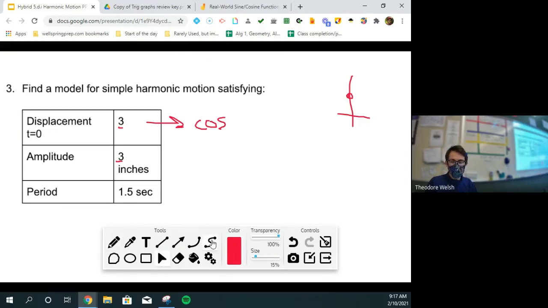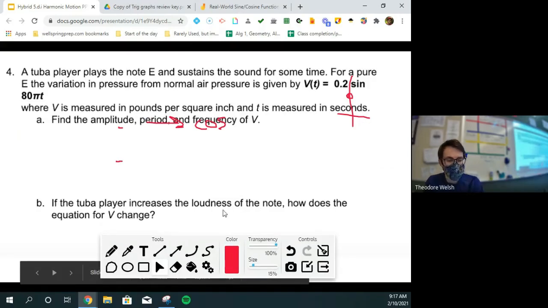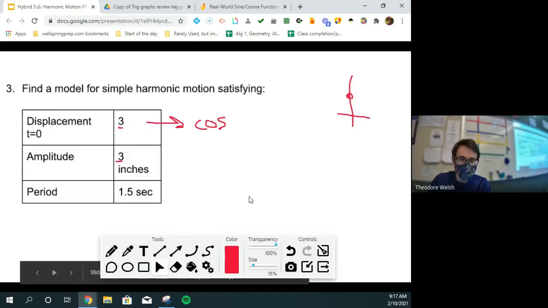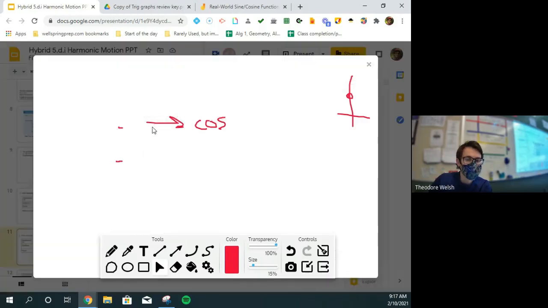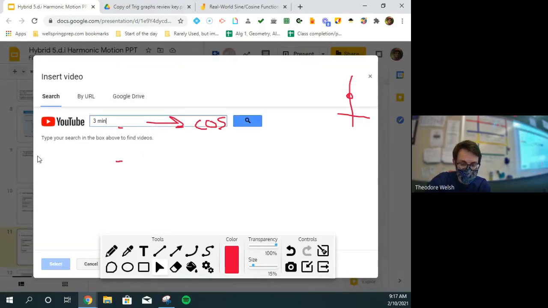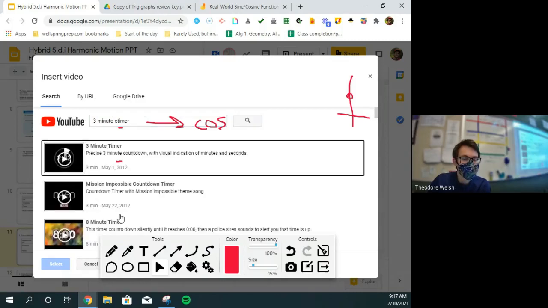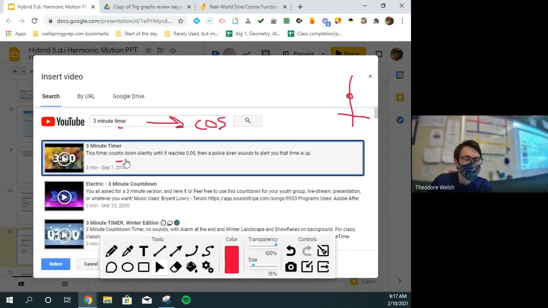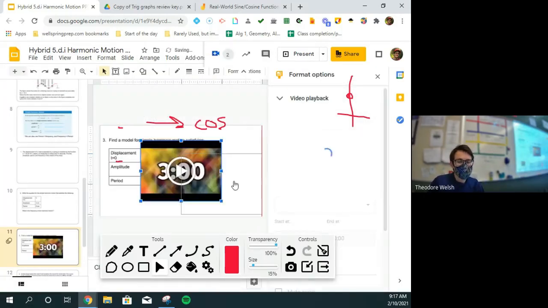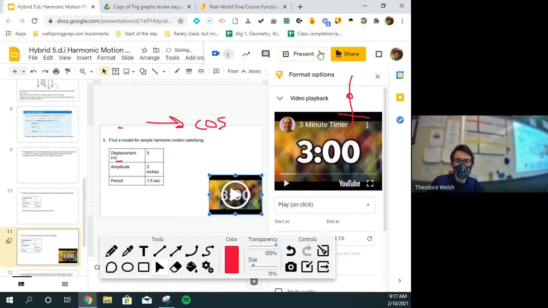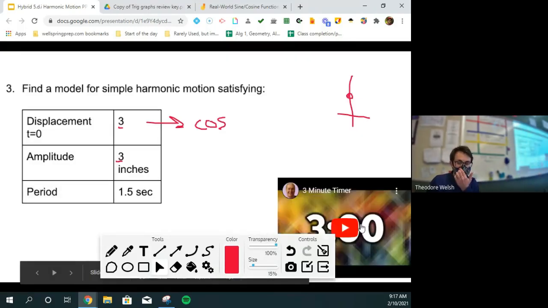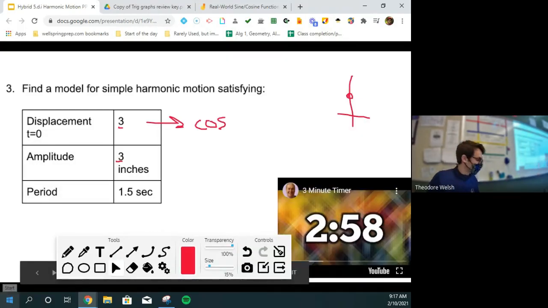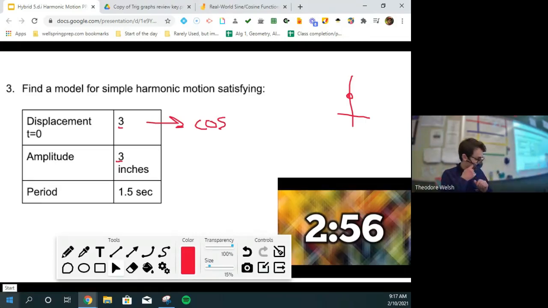Let's see, I don't have a timer. I will give you about 3 minutes to work through this one. So let me get a timer quick. All right. A minute later, we have our 3-minute timer. And then we just have one more problem to talk through.